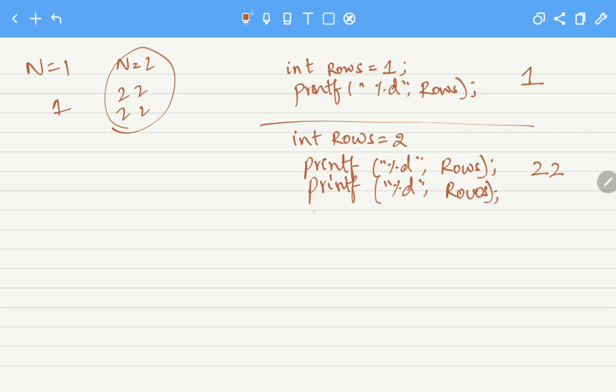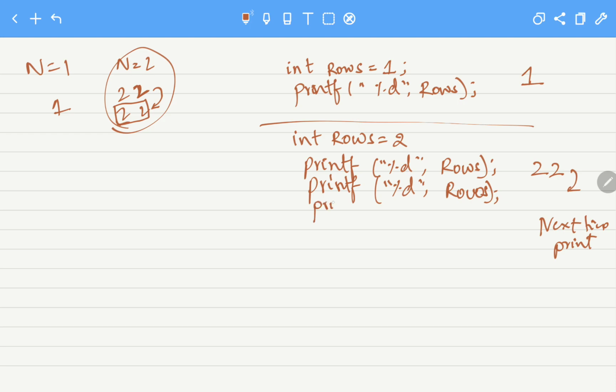And now your brain's thought process is very strong. You know that after this 2 being printed, you have to come to the next line and print again those 2 2's, right? How can you come to the next line? By using slash n. Correct. First you have to come to the next line, then you have to print.